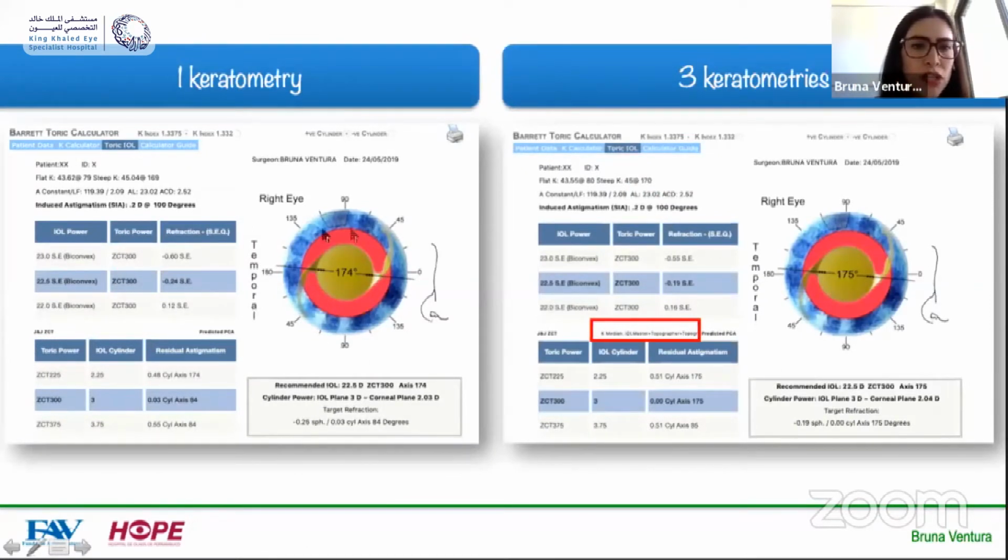So here's an example of the same patient in which I inputted 1 keratometry data, and here where I inputted 3 keratometry data. And you can easily see that here I put more than 1 keratometry to calculate, because in this red box that I pointed out, we see the mean keratometry of what was measured with the IOL Master and 2 topographers.